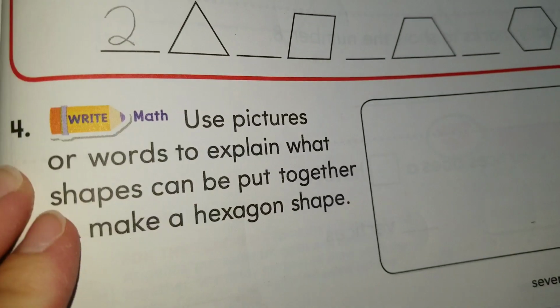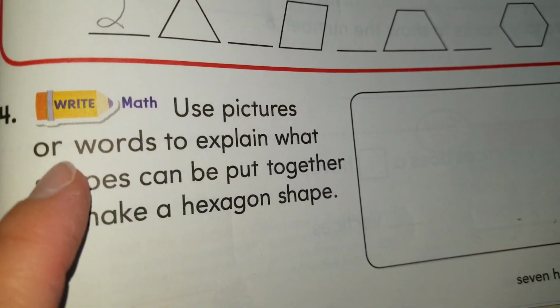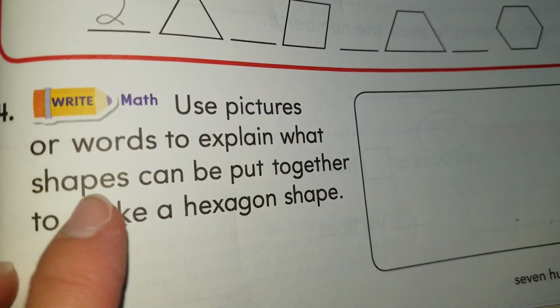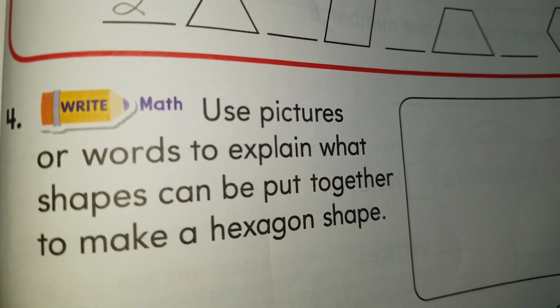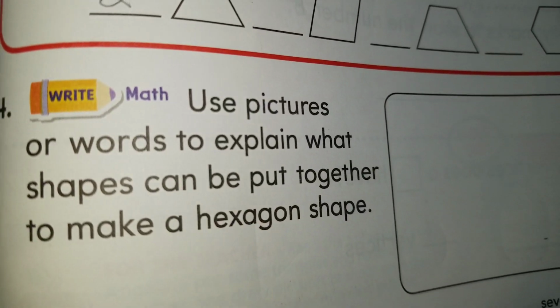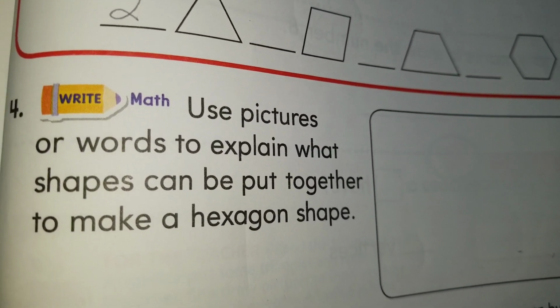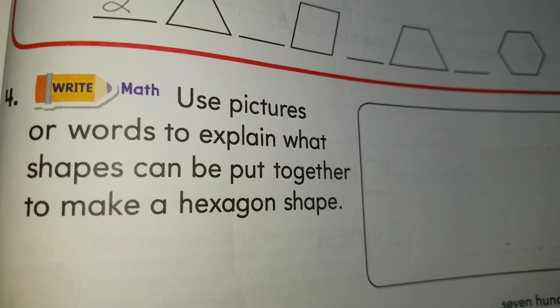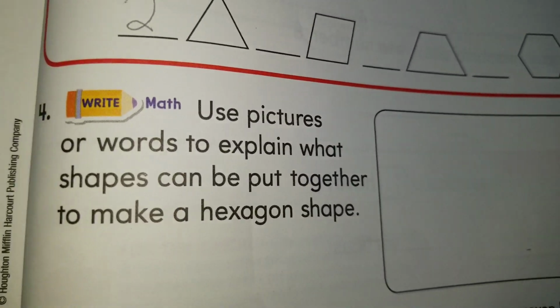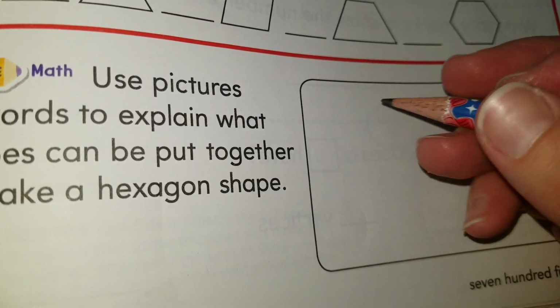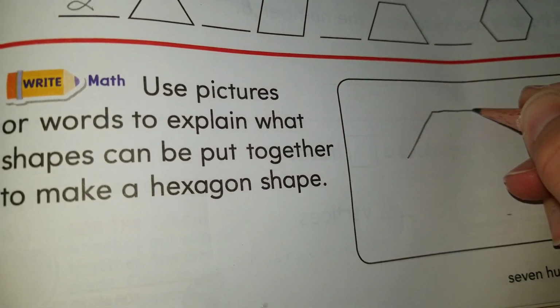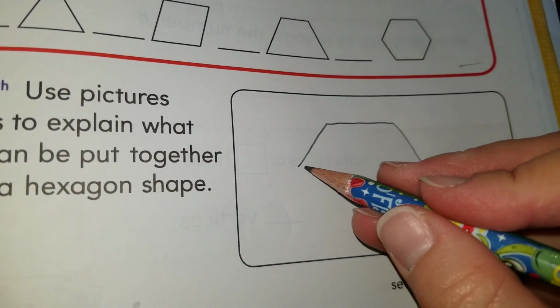Alright, and then the last one on this page, number 4. Use pictures or words to explain what shapes can be put together to make a hexagon shape. So which are the pictures or words? You're going to use pictures or words to explain what shapes can be put together to make a hexagon. So don't forget that this is a hexagon. Hexagon has 6 sides.